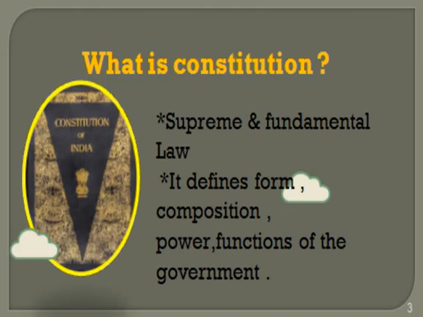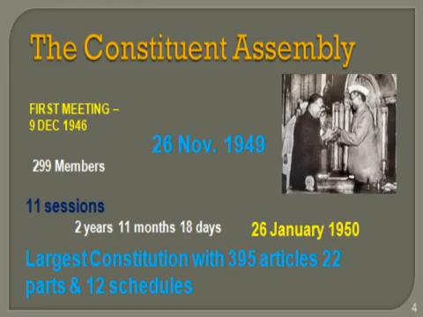Now it's time to understand who made this constitution and how it was formed. Let's know it. The Constitution was formed by the Constituent Assembly. The first meeting of the Constituent Assembly was held on 9 December 1946. They began their work of framing the Constitution. A total of 11 sessions were held and 299 members were involved in framing the Constitution. Dr. Rajendra Prasad was elected as the President of the Constituent Assembly and Dr. Bhimrao Ambedkar was the chairman of the drafting committee.